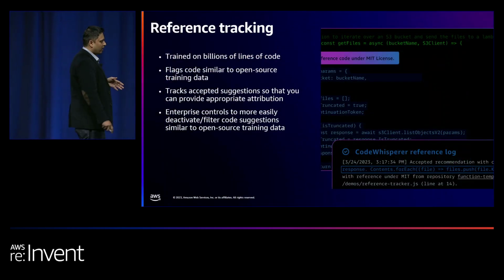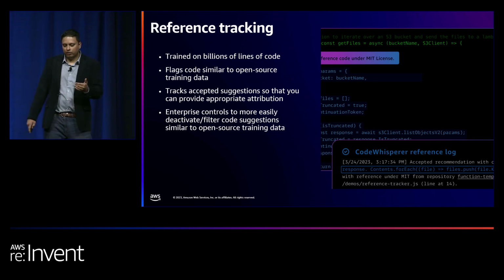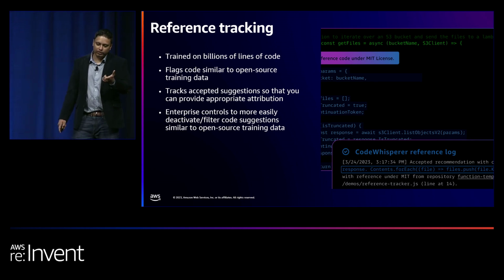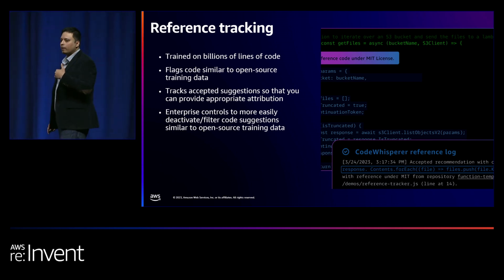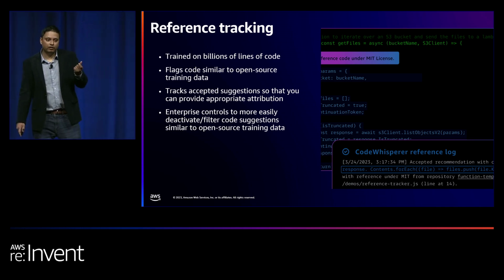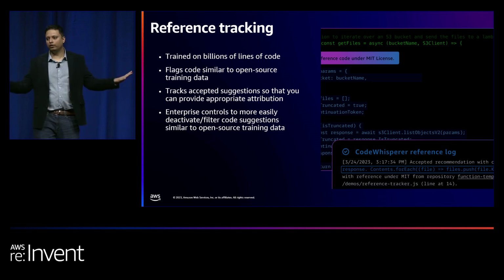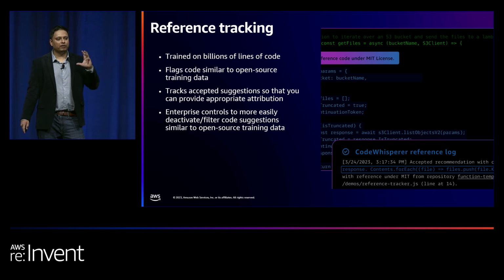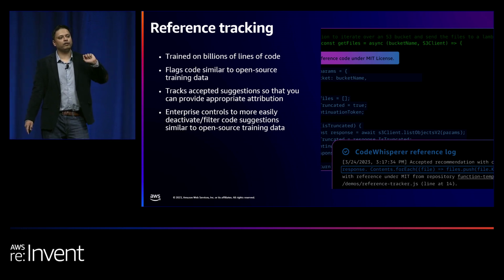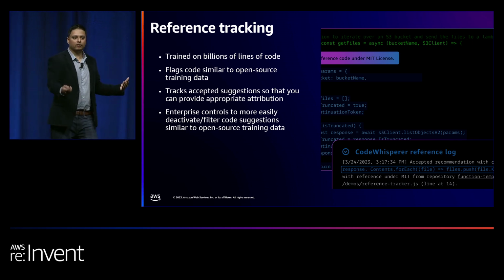Also, we have reference tracking. And this is what we talked about a minute ago, when we said, because these AI tools are trained on open source code, sometimes they can generate code that looks very similar to a unique piece of code. So we're not talking about bubble sort here, right? There are hundreds of thousands of implementations of bubble sort. But think about something that is very unique, written by a single author, that is licensed under a friendly MIT license. But it is still licensed under something, right?